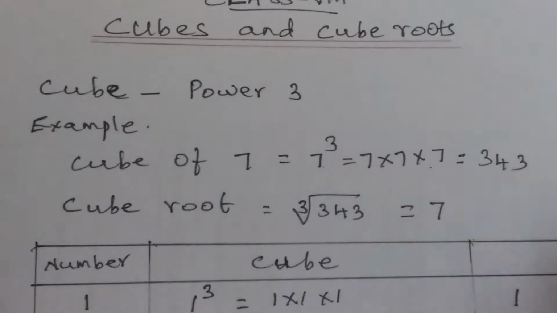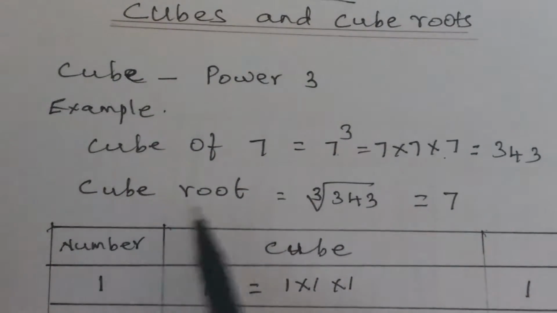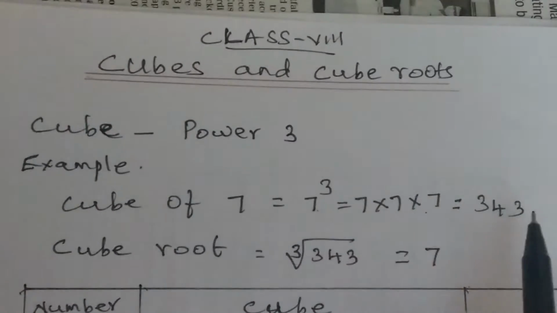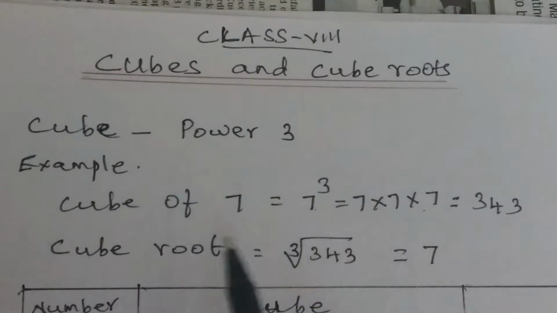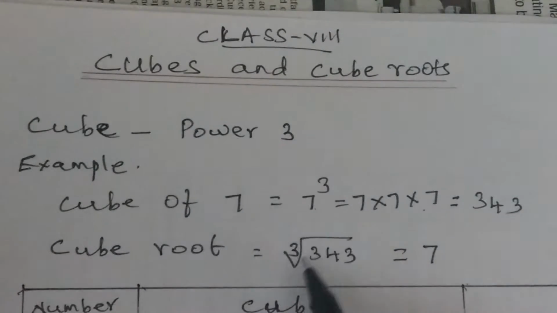Okay, now let us come backward, reverse order, vice versa. What is it? Cube root. As we had square root, now we have cube root, coming from the answer to the question. Cube root of 343, and this is the symbol of cube root.